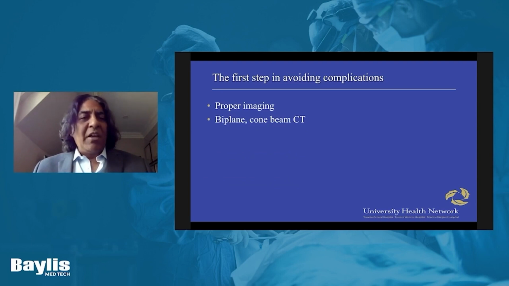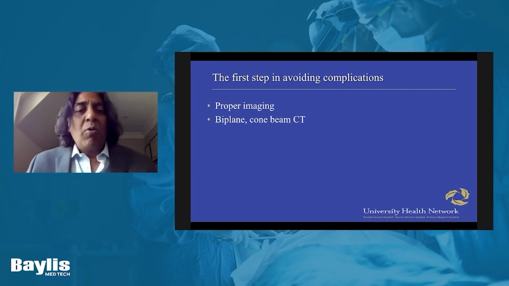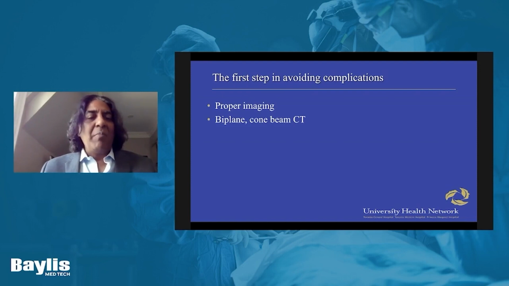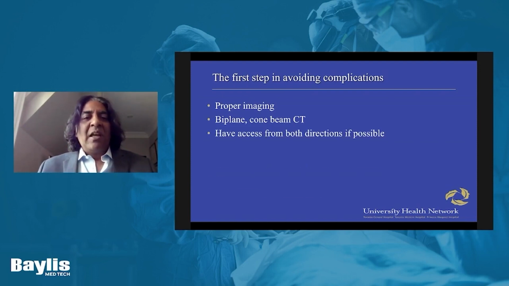So if I have biplane available, this helps to visualize in 2 planes while you're doing the intervention. And occasionally, if you have CT cone or cone beam CT available, just doing a rotational scan and seeing where you are before you advance to where you want to go might make a big difference in the outcomes. Having access from both directions, I like to have access from above and below. This allows or facilitates basically through and through access.